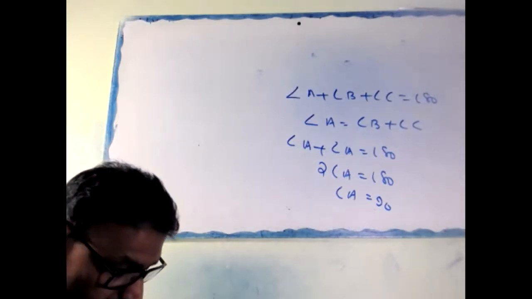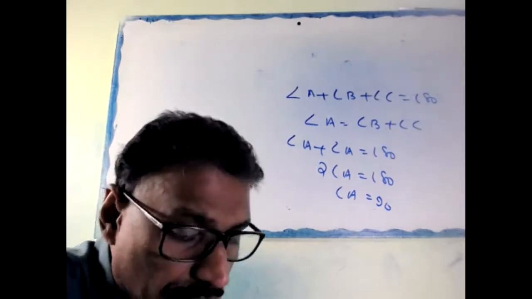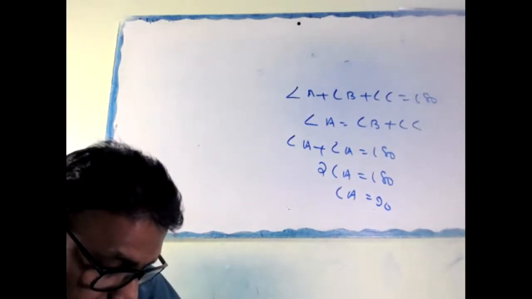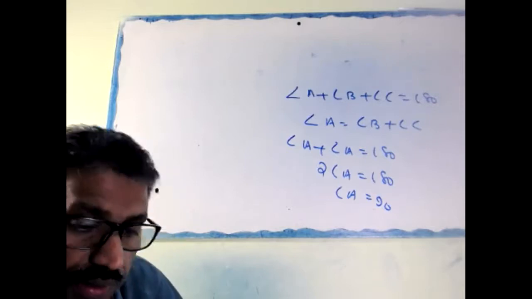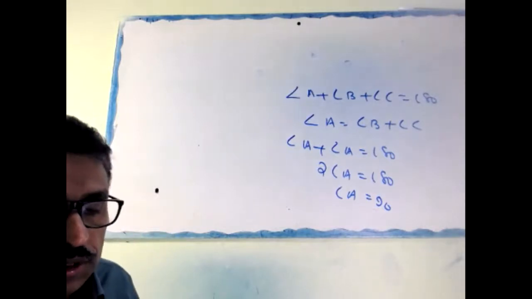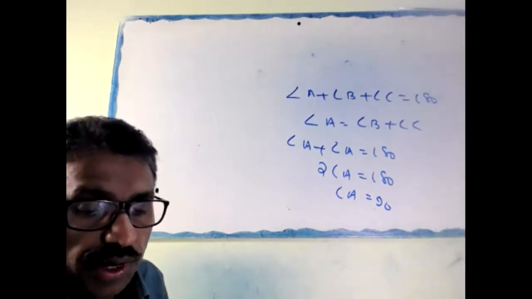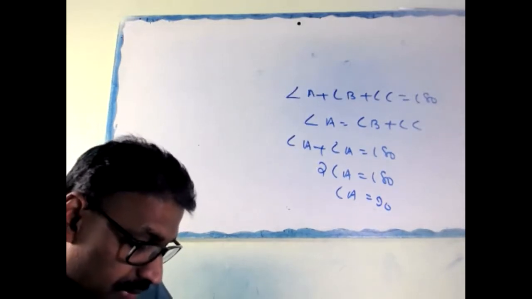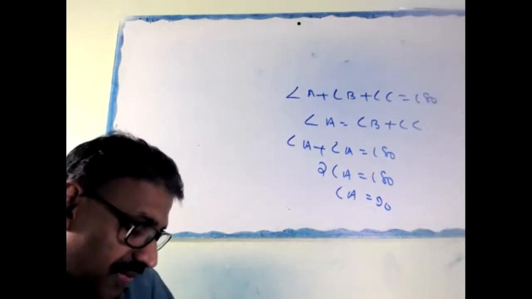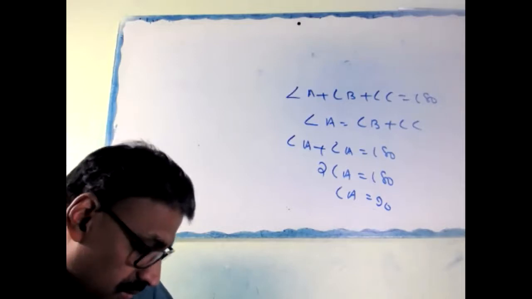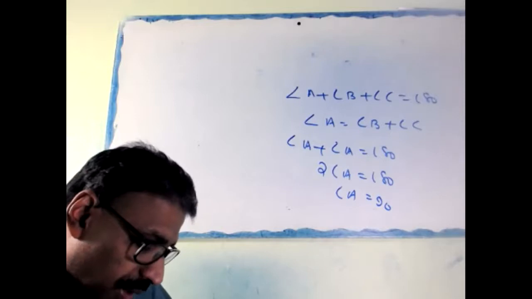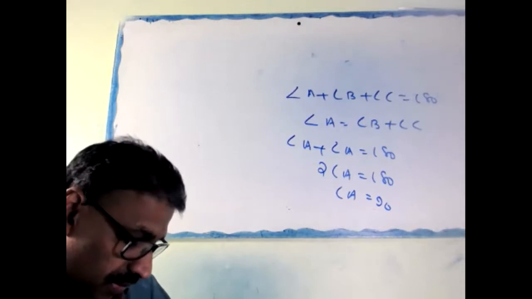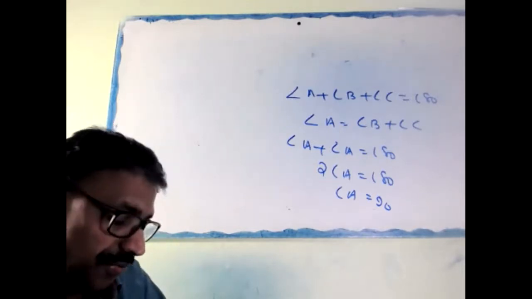So next one. In triangle PQR, angle P is to Q is to R equal to 1:2:3. Find the measurement of each angle.